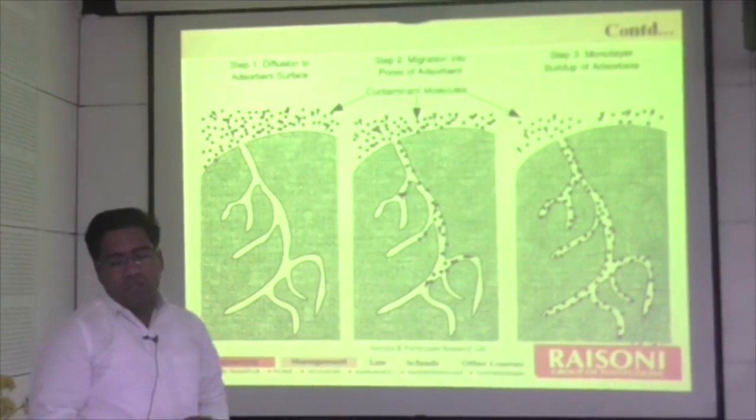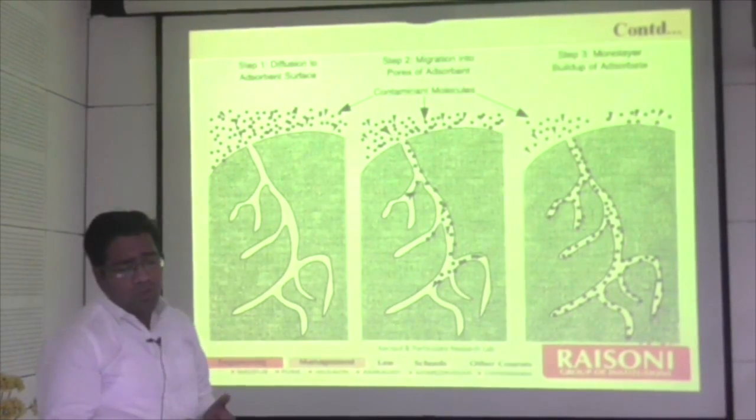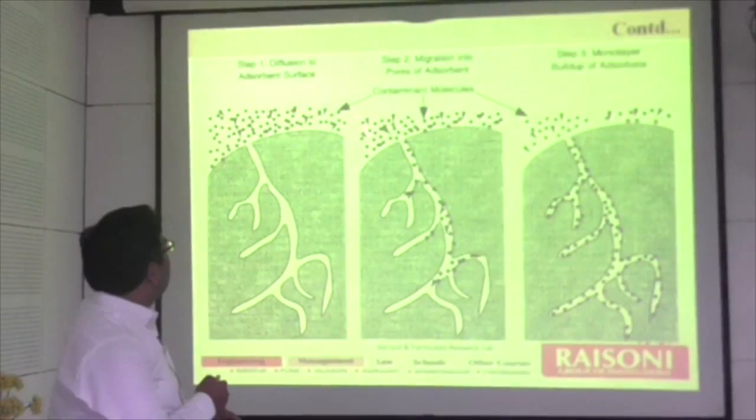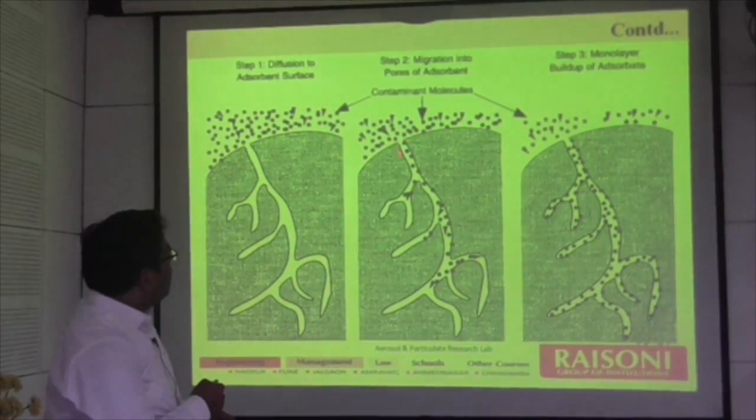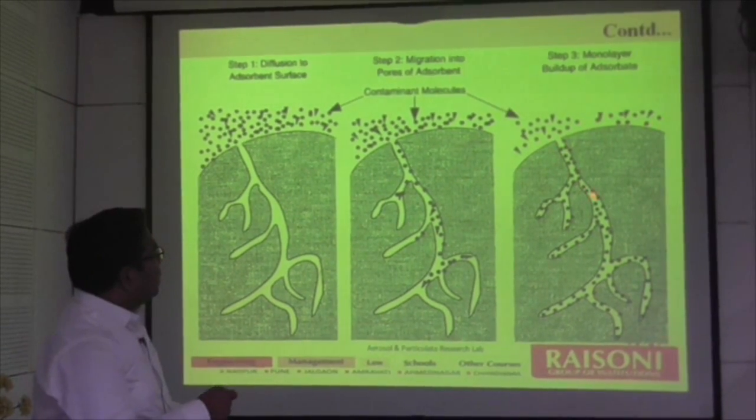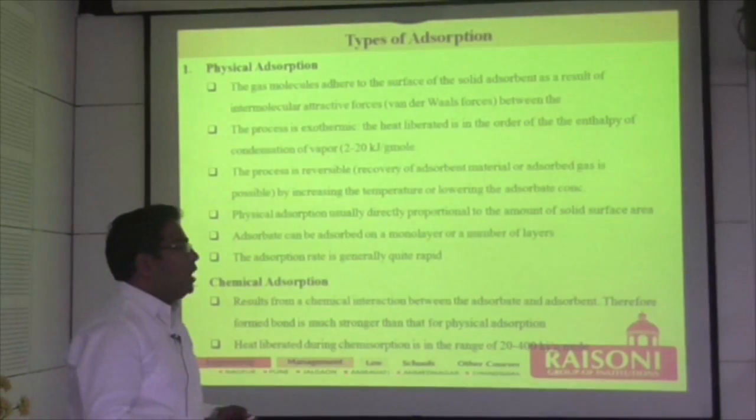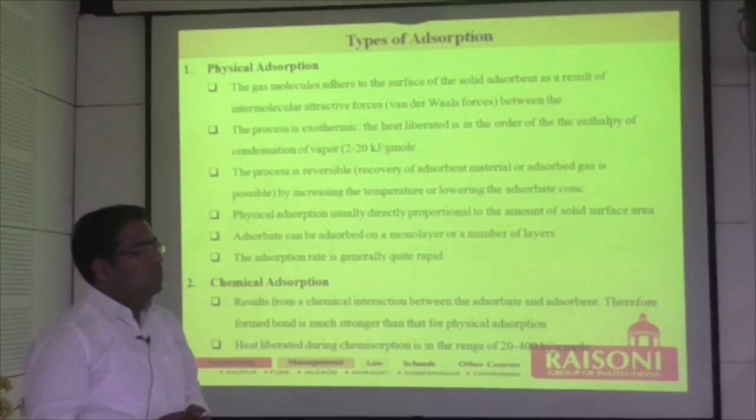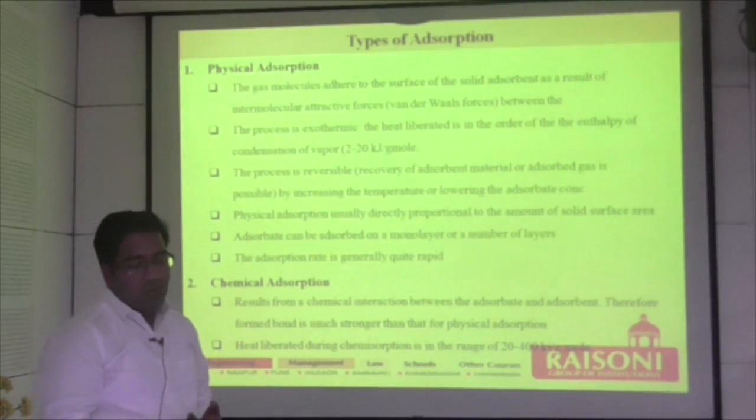This is another diagram which shows the three-step diffusion to the adsorbent surface. We can see this is only on the surface, accumulation of particles on the surface. Here we can see that it has migrated towards some pores, and then this is fully adsorbed. Then two types of adsorption process are there: physical adsorption, and second is chemical adsorption.